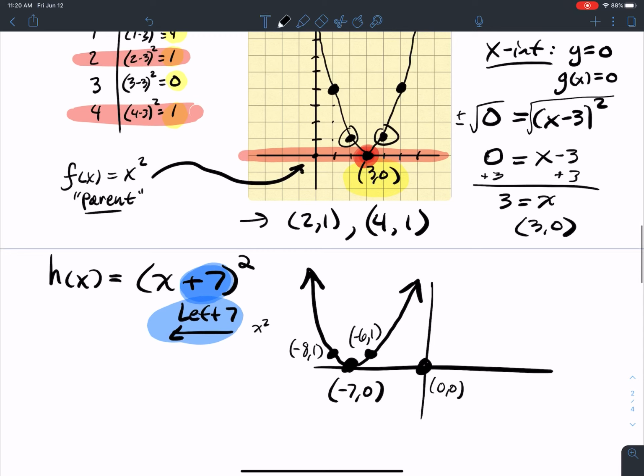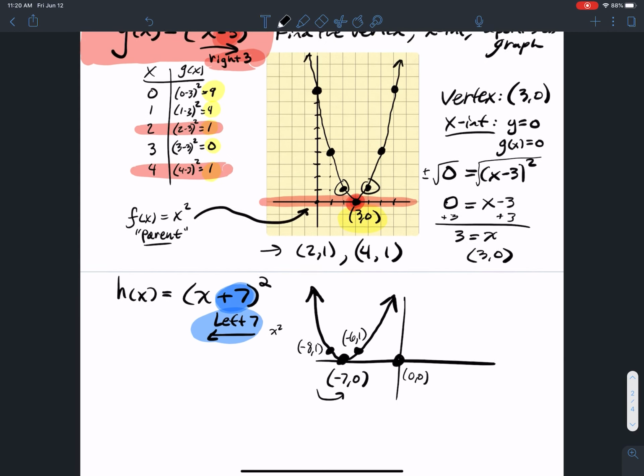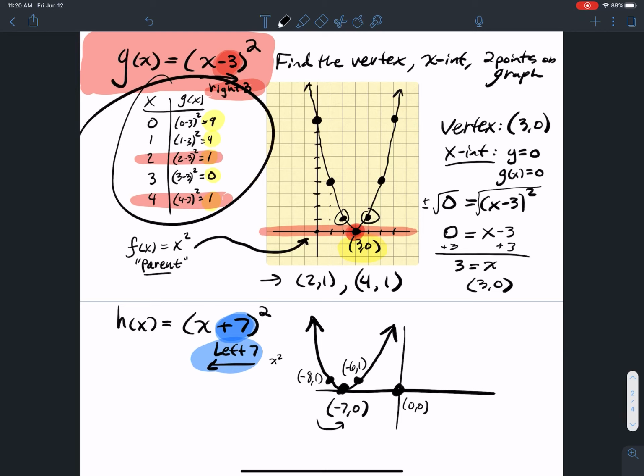Looks like my x-intercept is the same as the vertex. So it really does help if you understand transformations, then you can avoid all of this table business, okay? So that shows me what I do going left or right, okay?